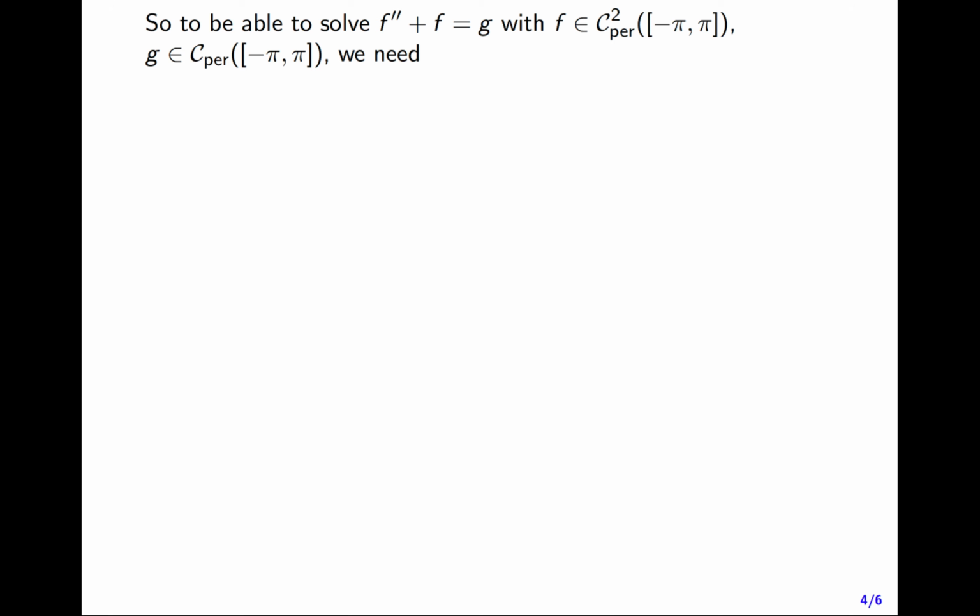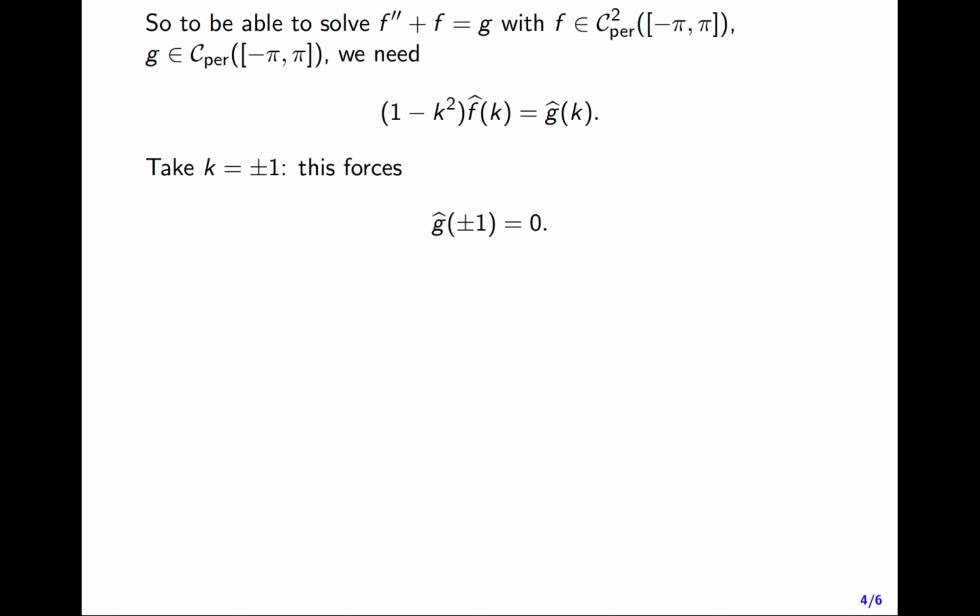If I'm able to solve our problem, f double prime plus f equals g, with f in C2 periodic and g in C periodic, what does that tell me? I need to have 1 minus k squared f hat of k equals g hat of k. Now it almost looks like I could solve for f hat, and I will in a moment, but what does this tell us about g hat? Say I take k equal to plus or minus 1. This forces g hat at plus or minus 1 to be equal to 0, because the left side of this equality, 1 minus k squared f hat equals g hat, no matter what f is, if I plug in k equals plus or minus 1, that left side is 0.